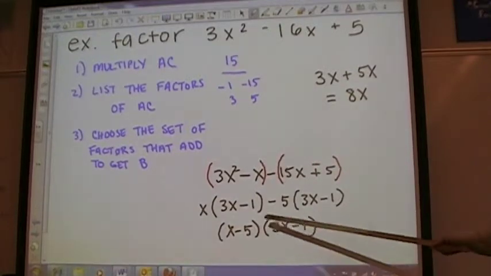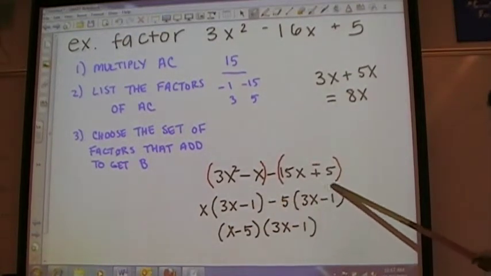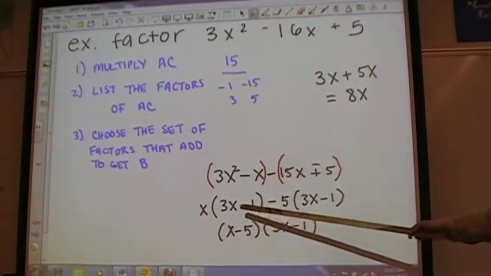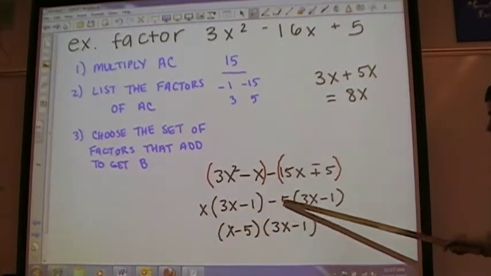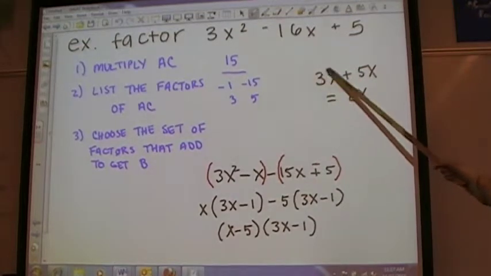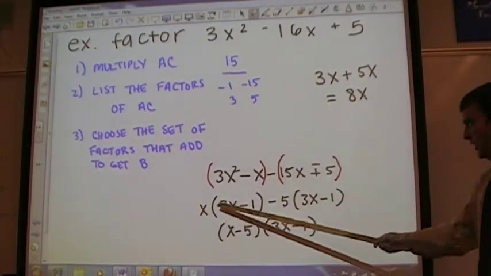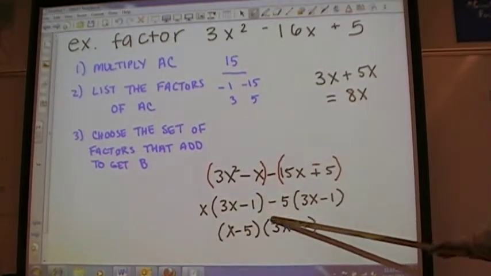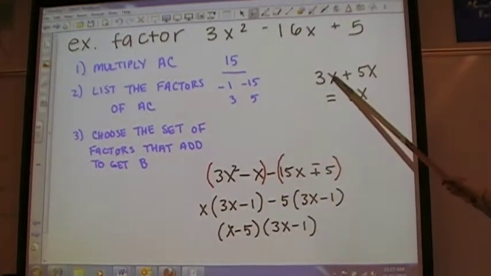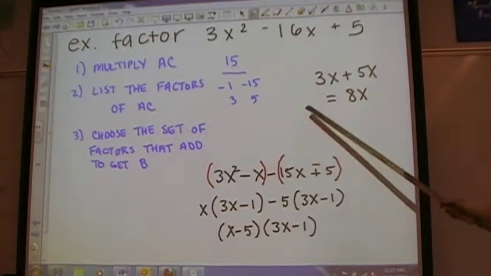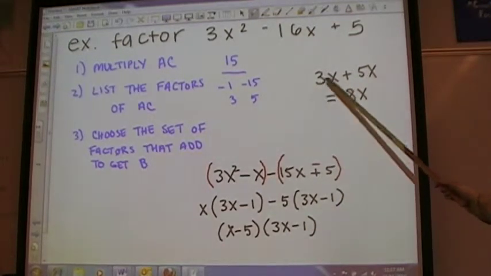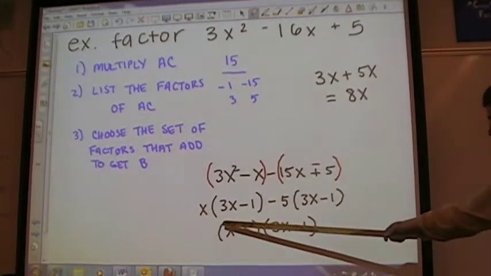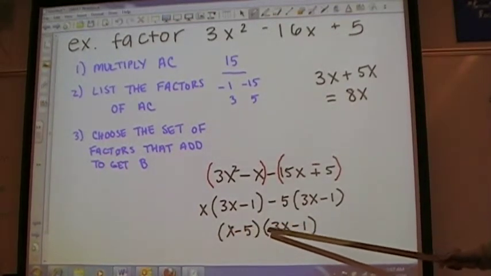So treat this, 3x minus 1 and 3x minus 1, as like terms. So what do I do with the numbers in front of them? Do the same thing I did here. I combined 3 and 5 to get 8, so I combine the x and minus 5 to get x minus 5. And the 3x minus 1 comes down, and don't put 3x minus 1 squared. I didn't do that up here, did I? 3x and 5x is 8x, so it's just 3x minus 1. So here's your factored answer: x minus 5, 3x minus 1.